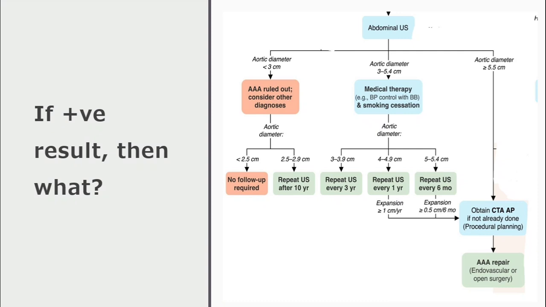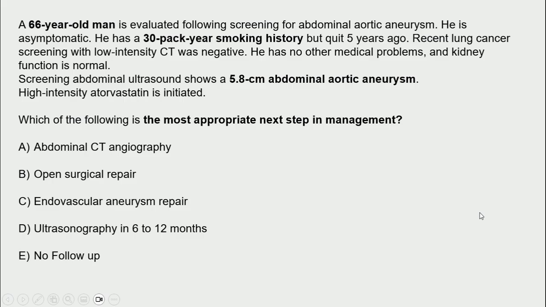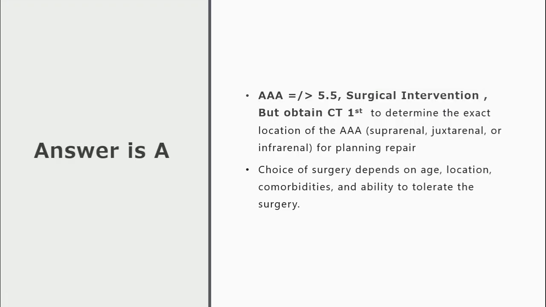As I told you already, if it's greater than or equal to 5.5, we will think about abdominal aortic aneurysm repair. But before that, we have to do CT angiography. So here it is 5.8, and we do not know whether the patient has had an abdominal pelvis CT angio or not. So the next step will be the CT angiography. Greater than 5.5, we need a surgical intervention, but obtain CT first to determine the exact location of the aneurysm, whether it's suprarenal, juxtarenal, or infrarenal, for planning of repair. Choice of surgery depends on the age, location, comorbidities, and the ability to tolerate the surgery. So the choice of surgery depends on the patient's features.